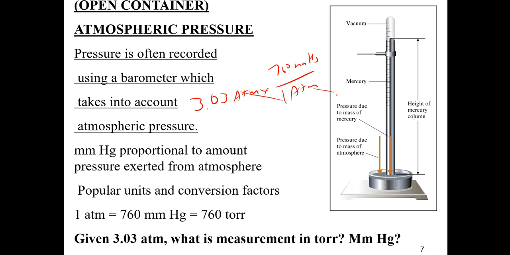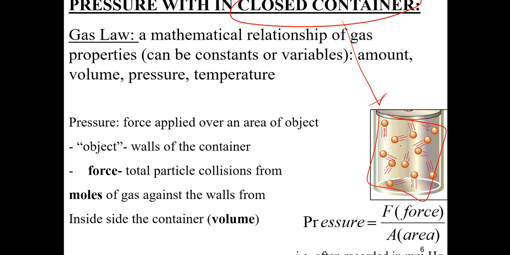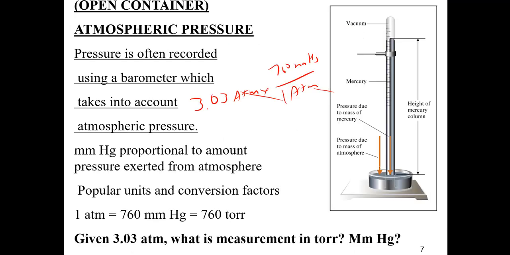So these units are different from this pressure unit in a closed container that we see right here. In this one, it could be like newtons per centimeter squared. So we have different types of pressure units, especially depending on the environment.